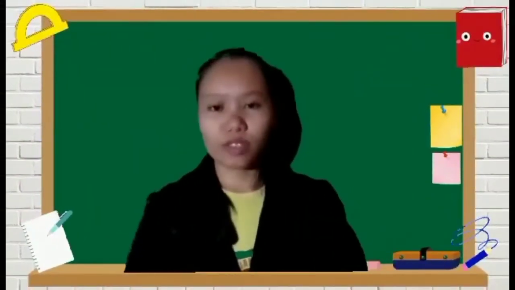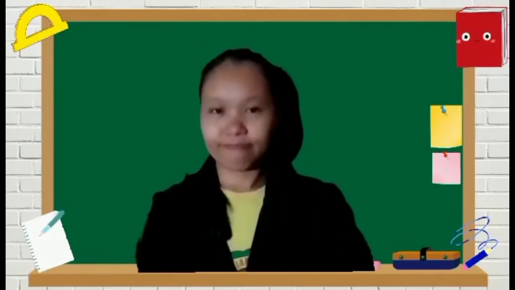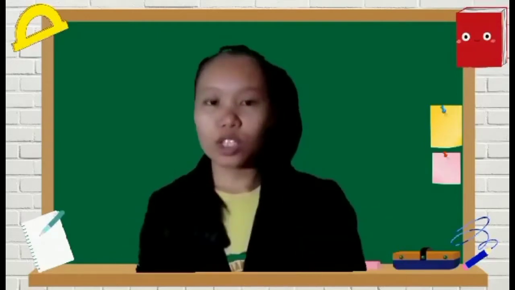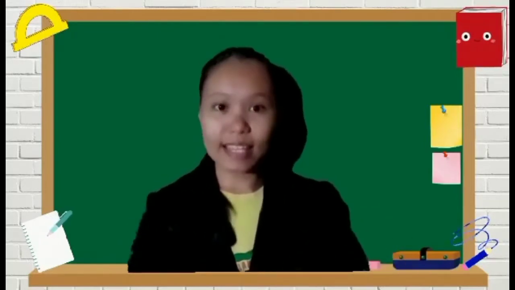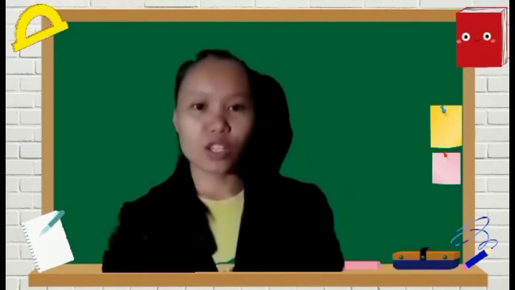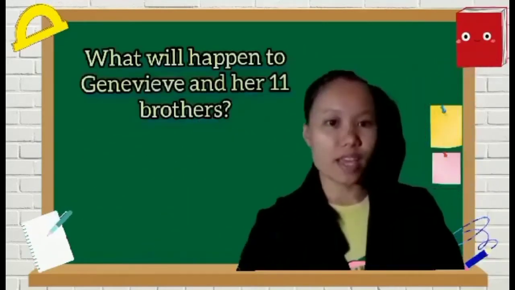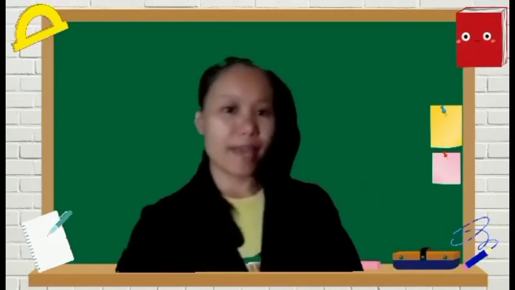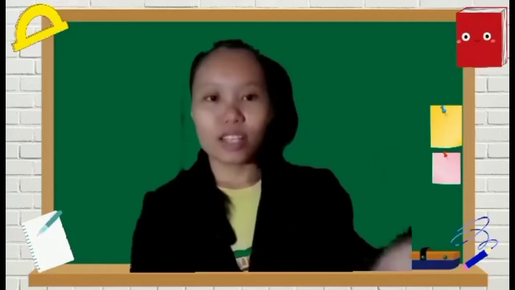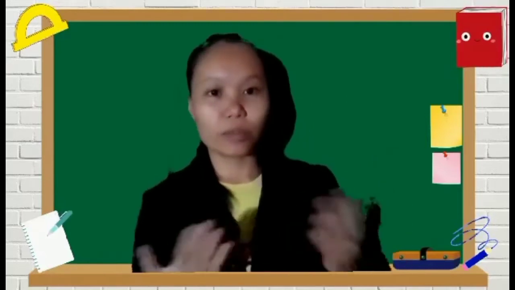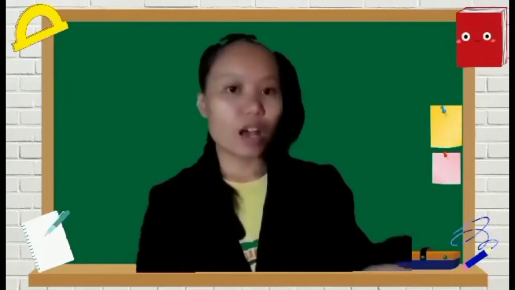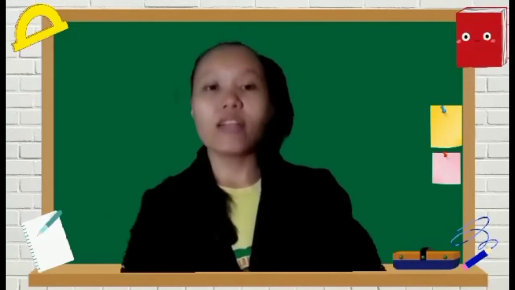What can you say about the story, children? Yes? Another one? Good. Now let us go back to the question that we have raised earlier. Yes? Very good. So what can you say about the story? So what do you think happened? Yes? That's right. Genevieve was sent to live with a peasant and her brothers turned into swans. However, because of the love that Genevieve has for her brothers, the curse broke and they became human again.